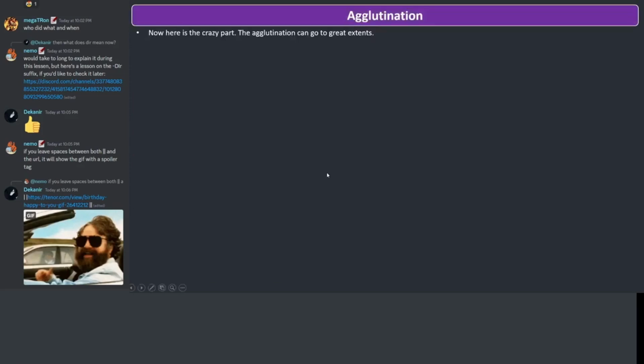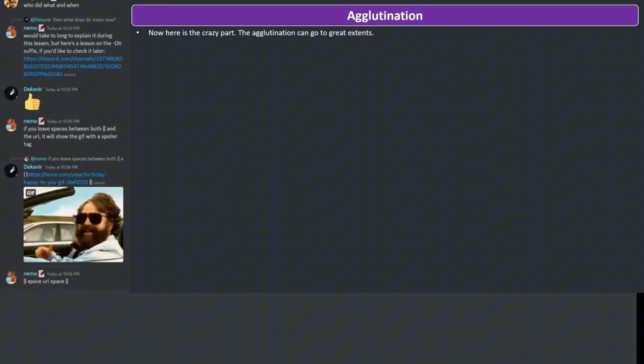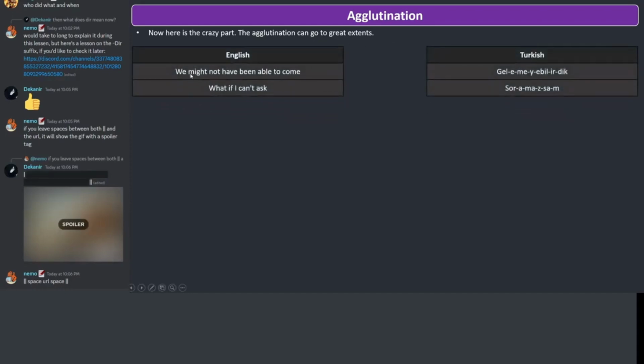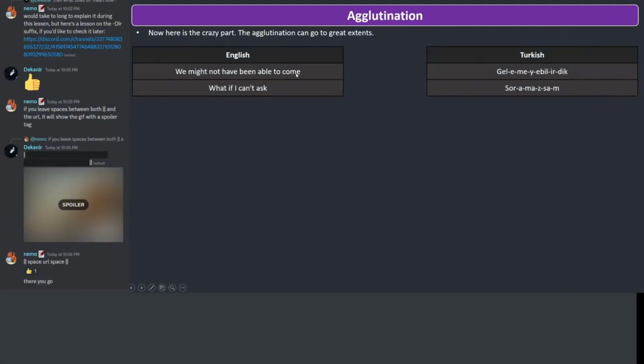And now let's talk about the crazy part, the gelemeyebilirdik part. This part will be kind of conjugation practice, the advanced conjugation practice, because agglutination can go to great extents. It can go to this. We might not have been able to come. Gelemeyebilirdik. Oh, I even forgot the dik here. Let me fix it. Okay. So, gelemeyebilirdik. This is loaded with many information.